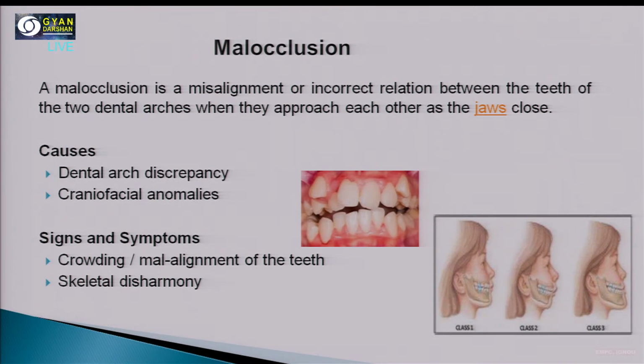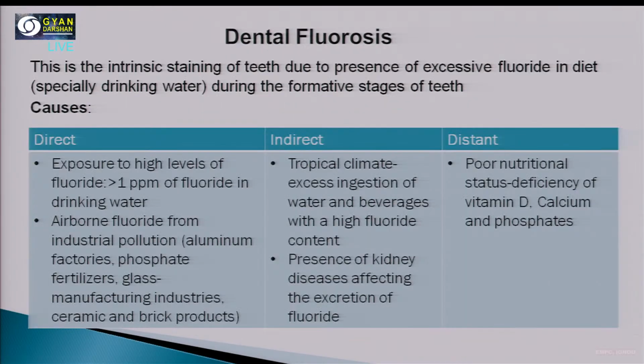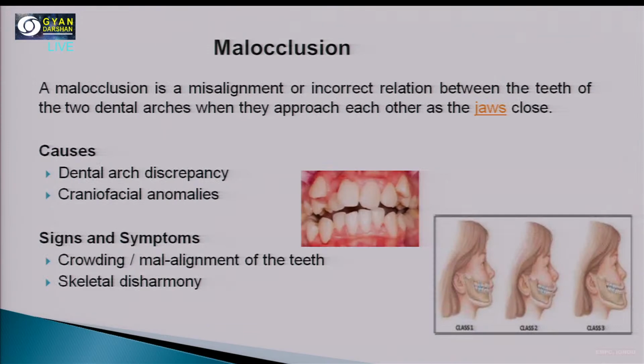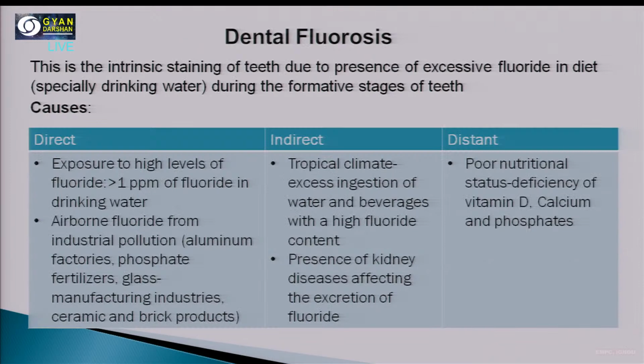Then we come to malocclusion. As the name suggests, mal and occlusion, that means occlusion which is not proper, which is misaligned. It is an incorrect relation between the teeth of the two dental arches as they approach each other when the jaws are closing. In the figure you can see where the teeth are maloccluded, even cleaning of the teeth becomes an issue. There could be a dental arch discrepancy, or there could be craniofacial anomalies. The signs and symptoms would be you would find crowding of the teeth, or even there could be a skeletal disharmony.